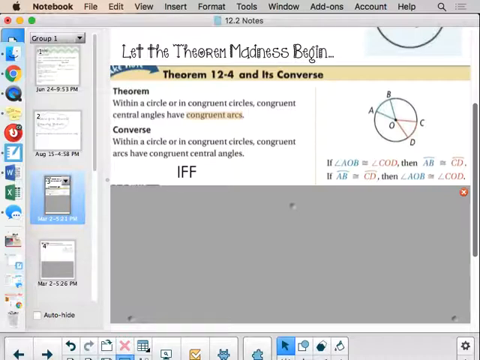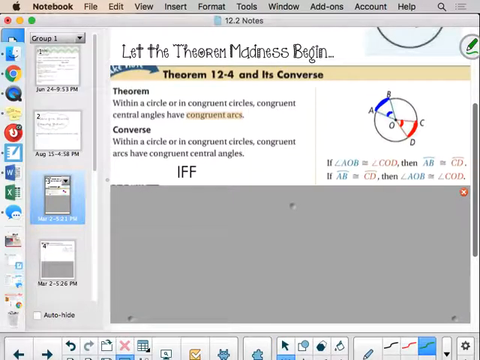Basically what I have is within a circle, or if I have a pair of congruent circles, if you have congruent central angles, then you have congruent arcs. This makes sense because what we talked about last chapter is the fact that if I have a measure of 30 degrees here, this is a measure of 30 degrees here. And if I have a measure of 30 degrees here, then I have a measure of 30 degrees here, right? And because they have the same measure, they're congruent. Do we even really need this theorem? Not really, okay? But it kind of makes sense.